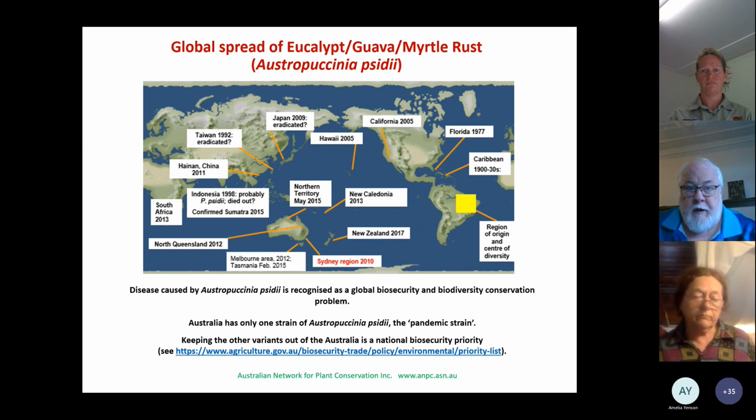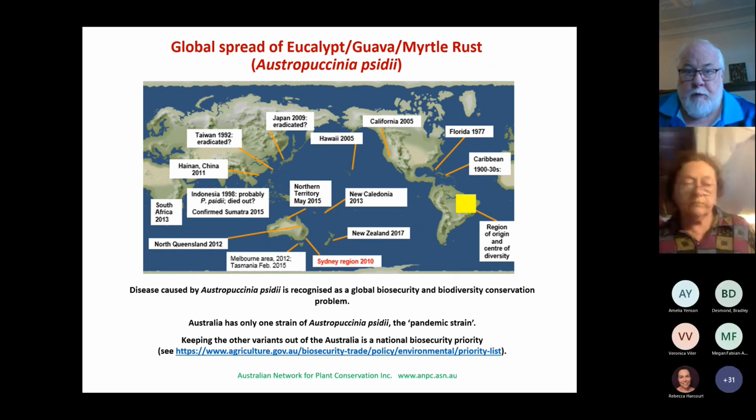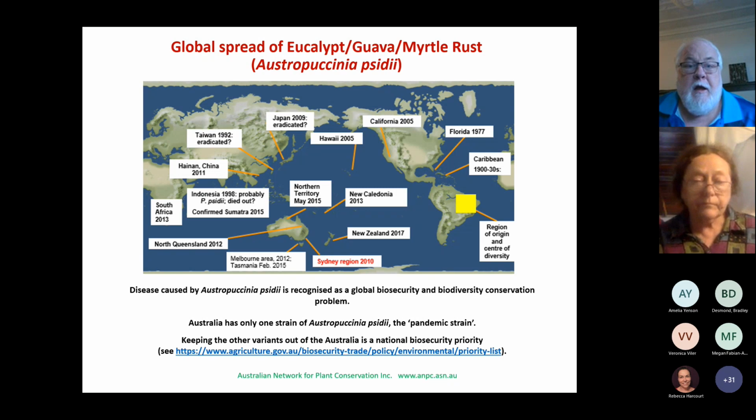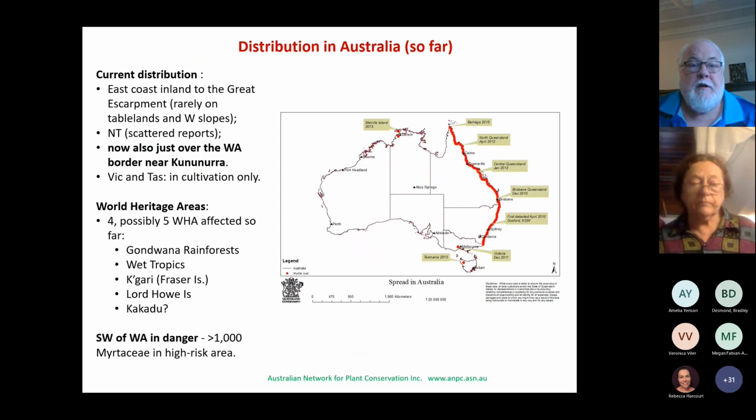Disease caused by Austropuccinia psidii, the myrtle rust pathogen, is now recognised as a global biosecurity problem and a biodiversity conservation problem at the same scale. And keeping the other variants out of Australia is a national biosecurity priority, as recognised in the EPPL priority list, the website for which is worth a look, because it will keep you awake at night worrying about some of the pests that are still to arrive in Australia. Next slide, please. Thank you.